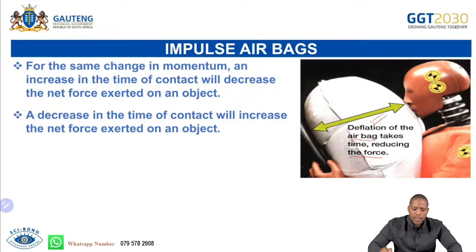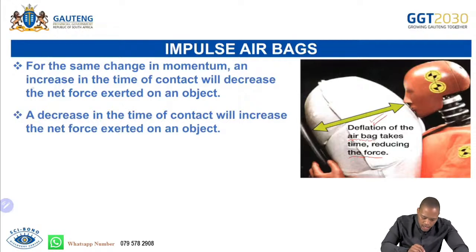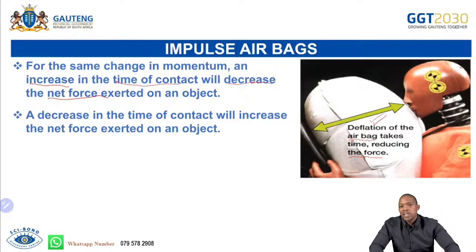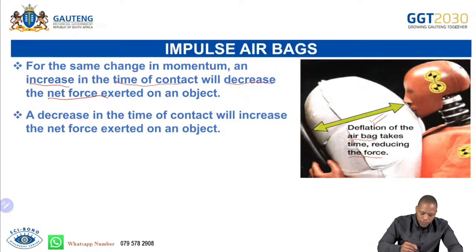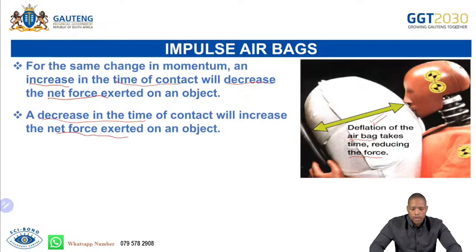So if we have the same change in momentum, an increase in the time of contact will do what? It will decrease the net force. We've been saying this for the whole lesson now. If you increase the time of contact, you will decrease the net force exerted. And the opposite is true as well. If you decrease the time of contact, you will increase the net force exerted on the object.